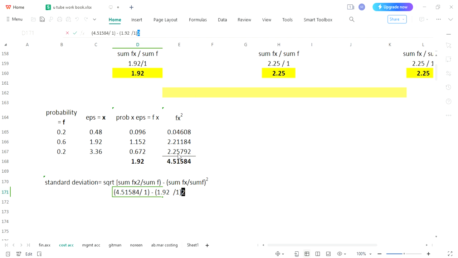Please note it down. Everything related to this is important, so you need to be attentive. Here we can calculate, so you know that 4.5 divided by 1 would be 4.5, and we can write it as 4.451584, and you will subtract 1.92 and its square. Okay, the statement is now completed. Let's calculate.